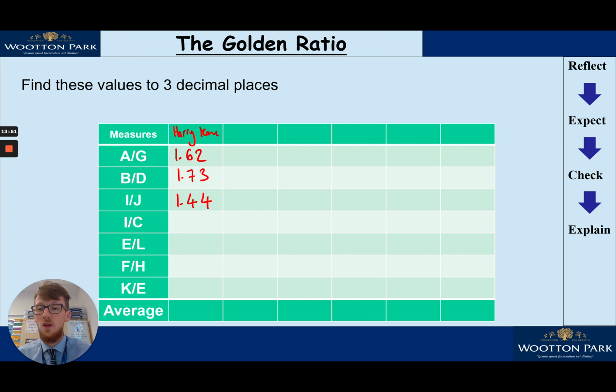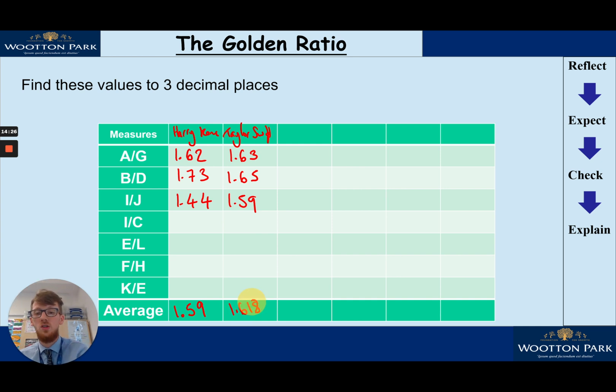And then what I'd like to do, if you know how to take the average of all those measurements, so let's say I worked all of those out, took the average, and I got that Harry Kane's average was 1.59. Okay, but then I did it with Taylor Swift, my favourite pop star. I found that her A divided by G was 1.63, and B divided by D was 1.65, and her I divided by J was 1.59. And I worked all of those out and found the average of those, and got that her average was 1.618.